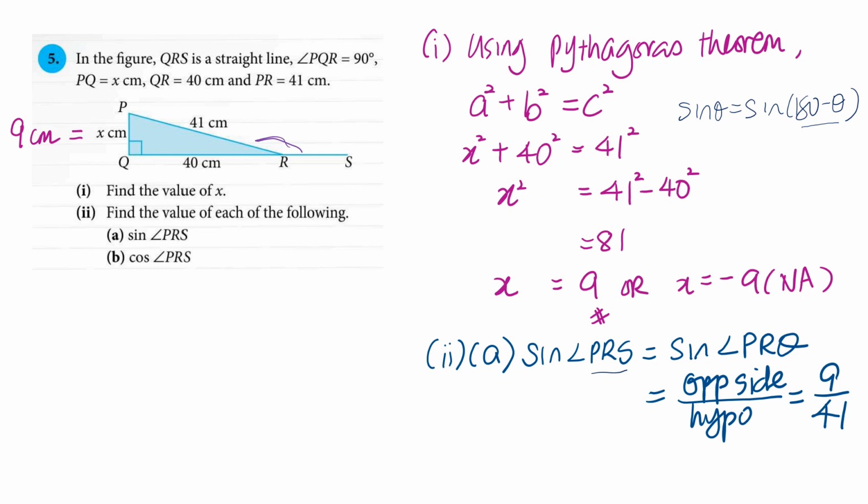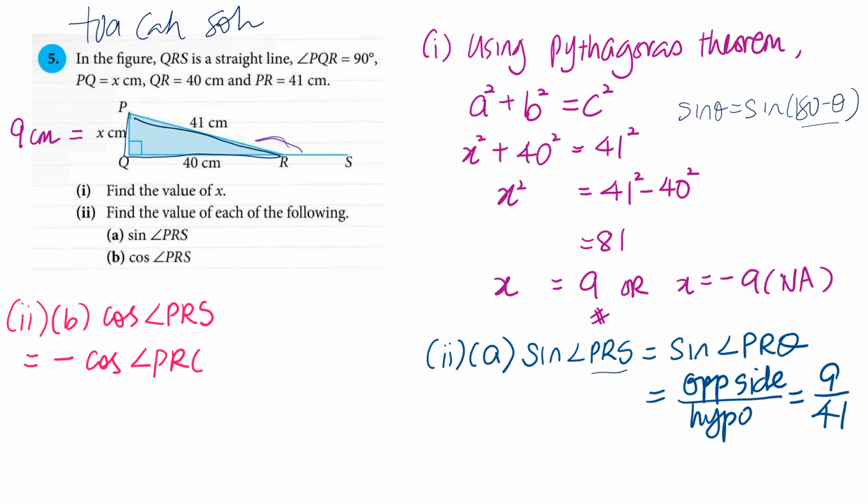PRQ is an acute angle, which is an angle inside a right angle triangle. So from there you can use SOH CAH TOA, right? To find sine, the sine ratio is the opposite side over the hypotenuse. The opposite side is 9 cm and the hypotenuse is 41 cm. So the ratio for sine angle PRS is 9 over 41.